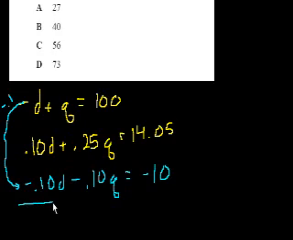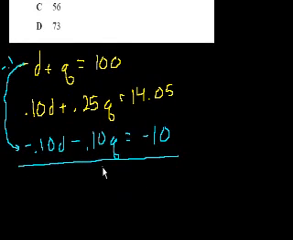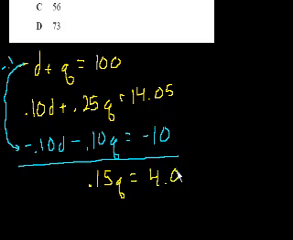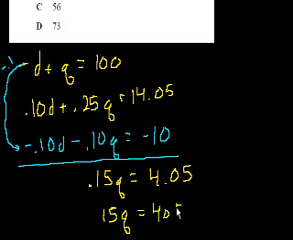All right, now we can add these two equations. 0.1D minus 0.1D, those cancel out. 0.25Q minus 0.1Q, that's equal to 0.15Q is equal to, and what's 14.05 minus 10? Well, that's equal to $4.05. Just to get rid of the decimals, we can multiply both sides of this equation by 100, right? So we'll get 15Q is equal to 405.